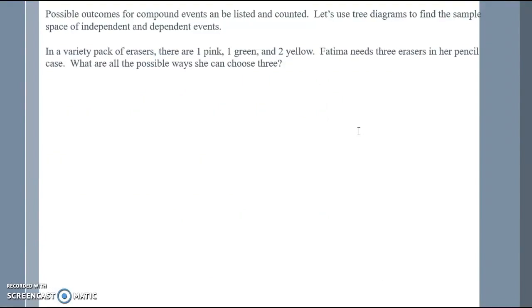In a variety pack of erasers, there are 1 pink, 1 green, and 2 yellow. Fatima needs 3 erasers in her pencil case. What are all the possible ways she can choose 3 of them?